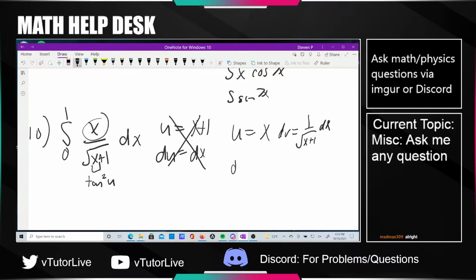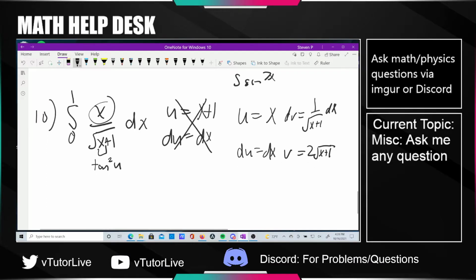So, okay, if du is equal to dx, then v is equal to, oh, what the heck is this? 2 rad x plus 1, I believe. And, well, this starts to look pretty promising, right? Because then u dv just looks like 2x root x plus 1. And then this becomes the integral of 2 root x plus 1 dx.